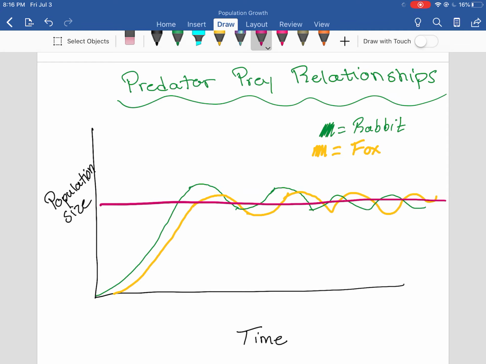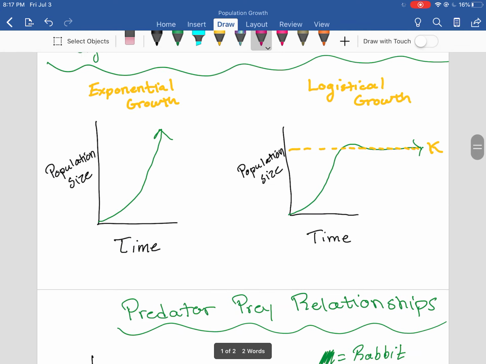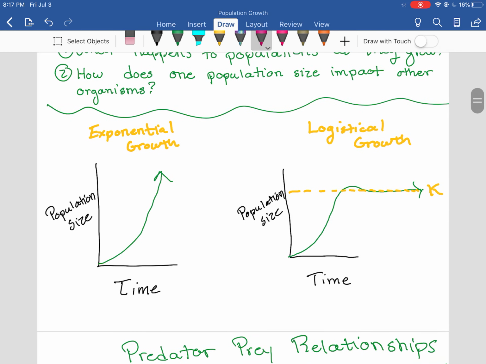If you think back to up here, if we had rabbits going through exponential growth, we would also have foxes going through exponential growth. If we had rabbits going through exponential growth, what do you think happens to the grass? All the grass is going to die. So that's why logistical growth is more realistic and more necessary, because it creates this limit.